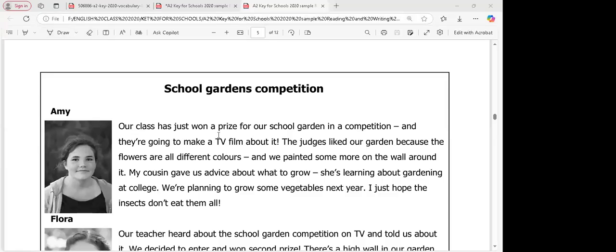Okay, right now, when you read the first line, you will get an idea because somebody mentioned winning a prize. So, just won a prize for our school garden in a competition, it mentioned. Okay, for the 7th question, right? But the problem is, what is the problem? Okay, I'll show you the question.